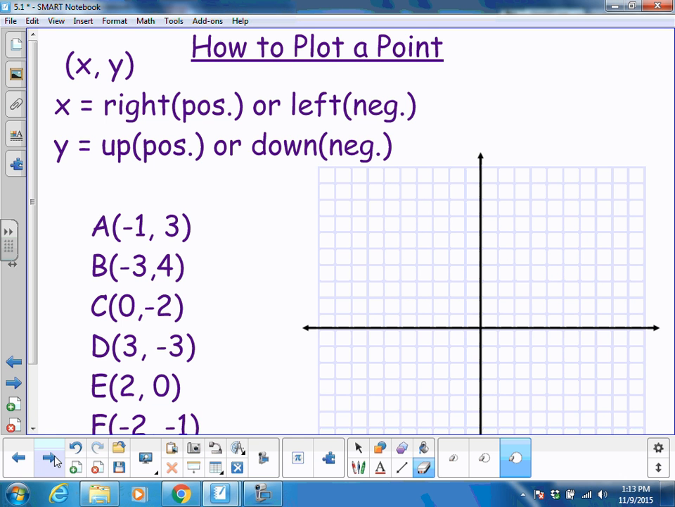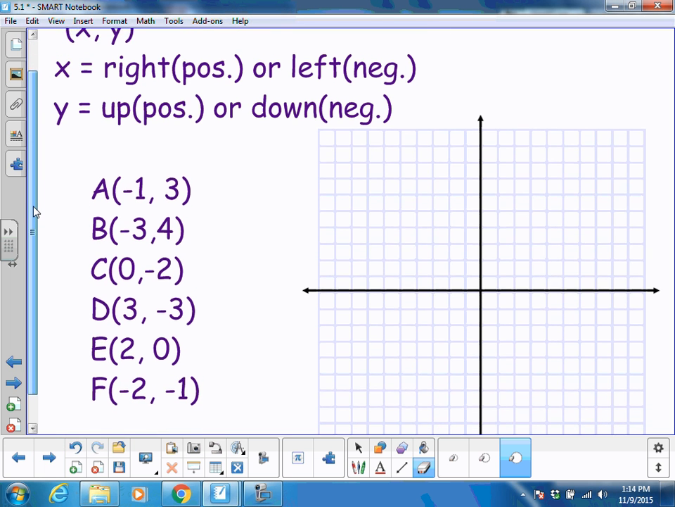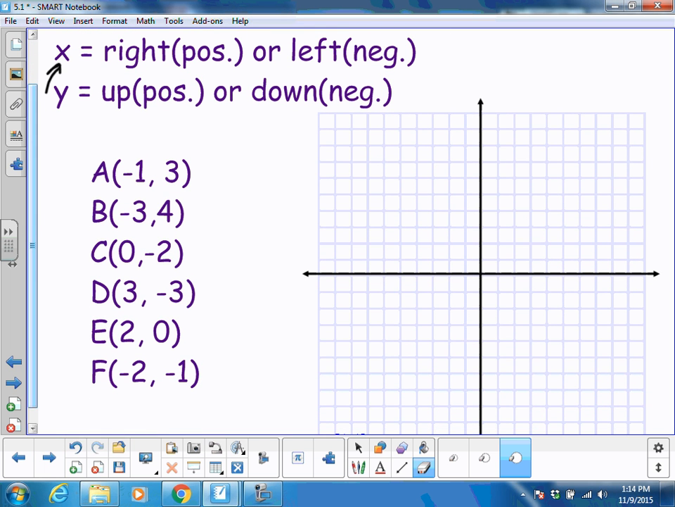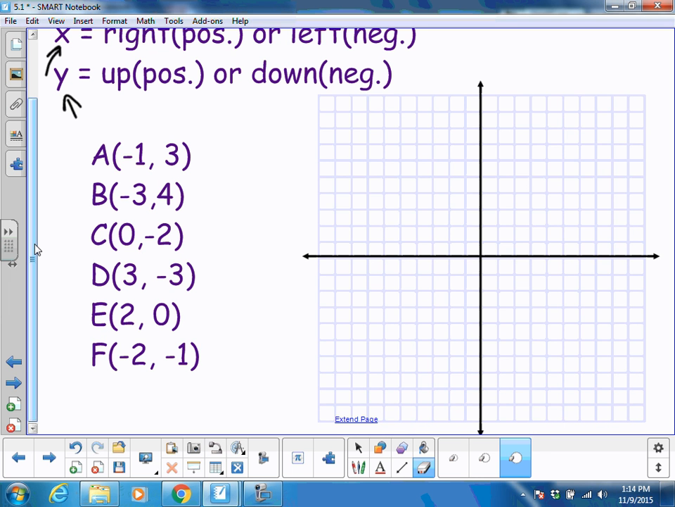A couple more things, just how to plot a point, just to refresh our memory a little bit. X is talking about going right or left. We're doing it first from the origin, and then Y is telling us to go up or down. So I'm going to plot a couple things here just to bring us back here. I'm going to plot -1, 3. So I'm going to start at my origin. I'm going to go -1 and then 3. 1, 2, 3, and there's where A sits.